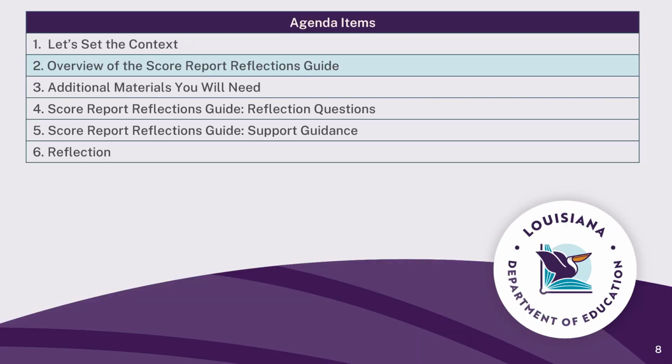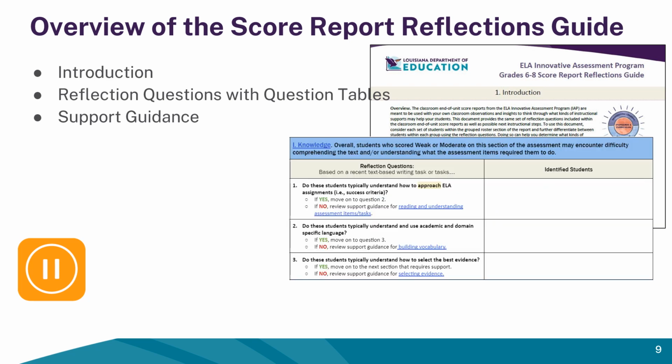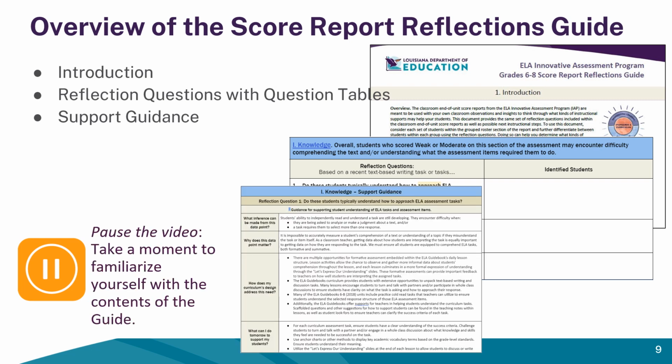Moving on to the second section, we'll be going through a brief overview of the Score Report's Reflection Guide before we begin using it. After the initial introductory text, the Score Report Reflection Guide has 2 main sections. The first major section contains a series of questions within tables that you will use in conjunction with your classroom score report. The second major section is a series of supports guidance tables that you will use after you have grouped students by learning needs based on the questions in the prior section.